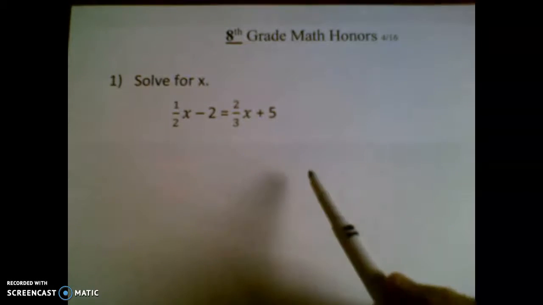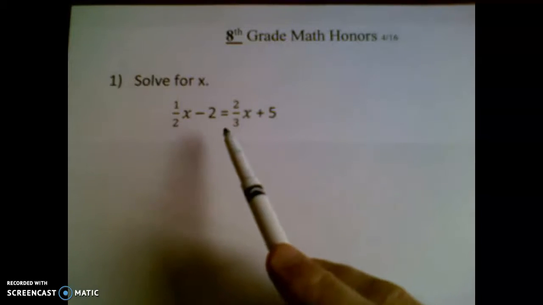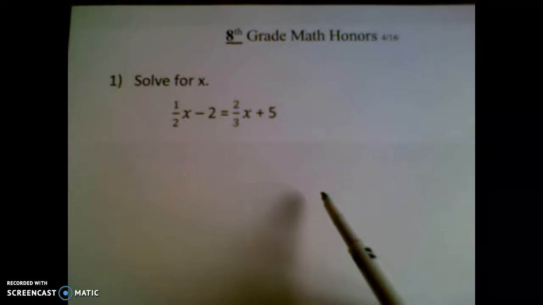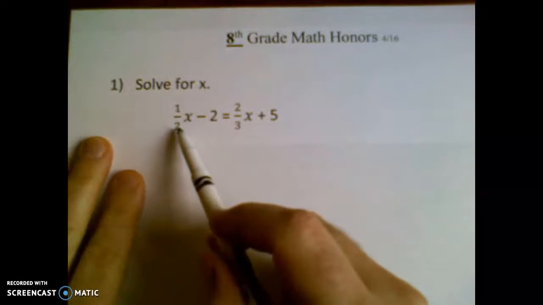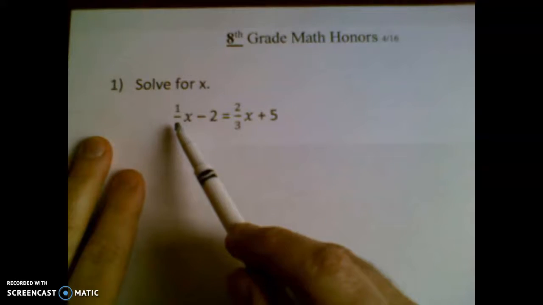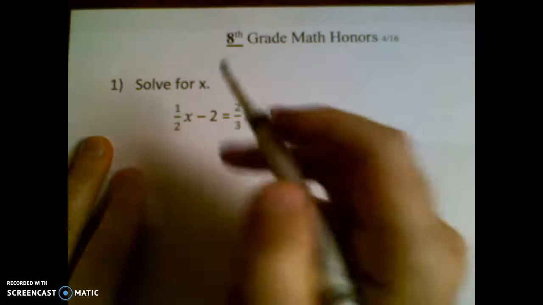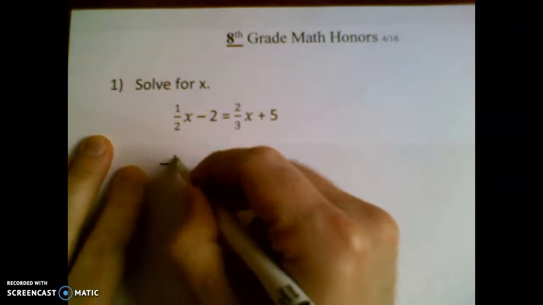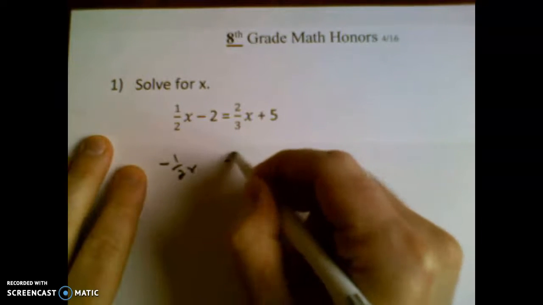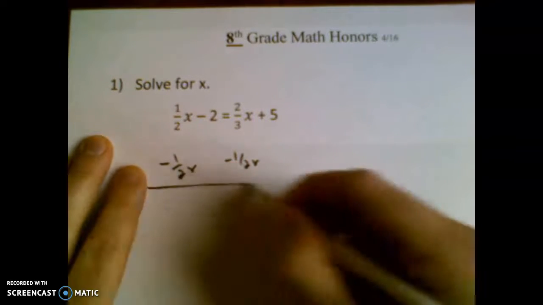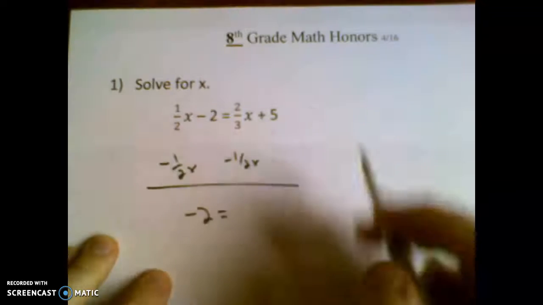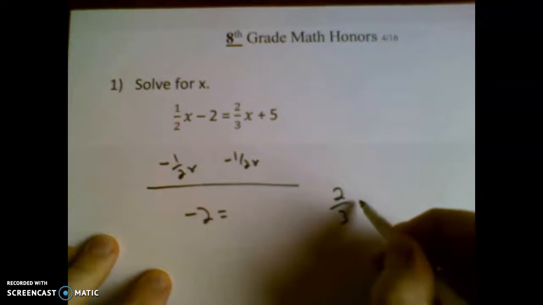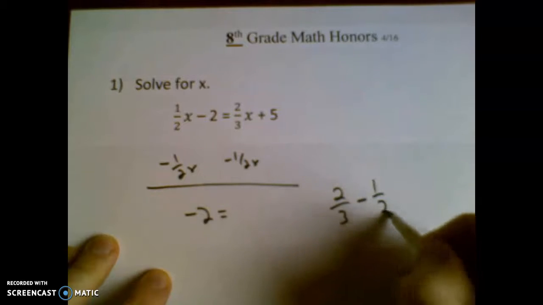So we have a couple ways to solve this, but I'm going to solve it by actually keeping the fractions in the problem. And to do that, I'm going to get all the x's to one side. So 1/2 x is less than 2/3, which means I'm going to subtract 1/2 of an x from both sides. And that's going to leave me with -2 equals 2/3 of an x minus 1/2 of an x.